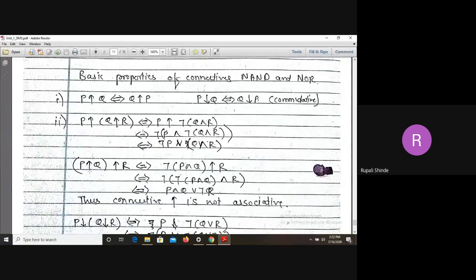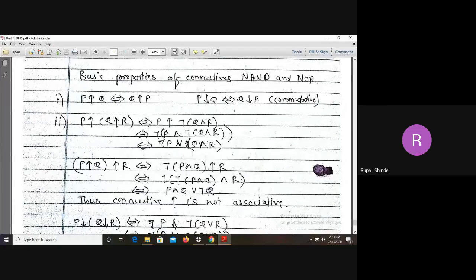Here the bracket is applied to P NAND Q. First of all, we have to solve this bracket. So remove this NAND. After removal, you will get the formula as negation of P and Q. Again NAND R. Now we have to remove this NAND. So again we have to take negation of this whole term and replace this NAND by AND. So negation of negation of P and Q, and R.